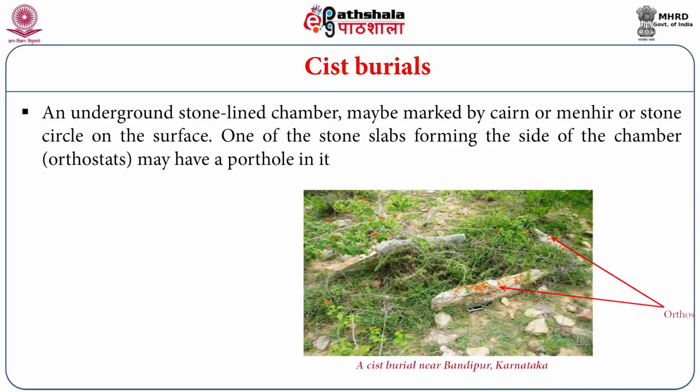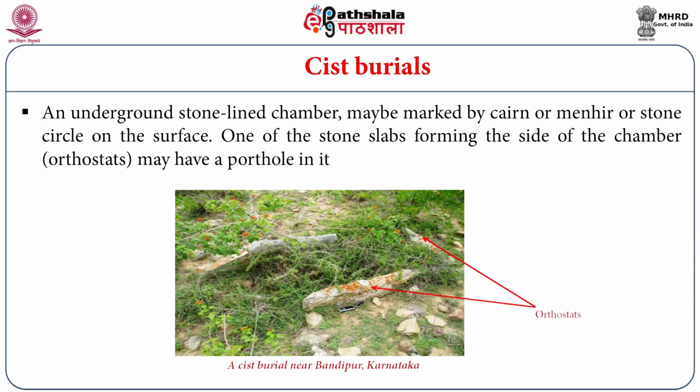Now let us look into the cist burial. What is a cist? A cist is an underground stone-lined chamber, which may be marked by a cairn, menhir or stone circle on the surface. One of the stone slabs forming the side of the chamber may have a porthole in it. Each slab is called an orthostat. They are placed in each direction.